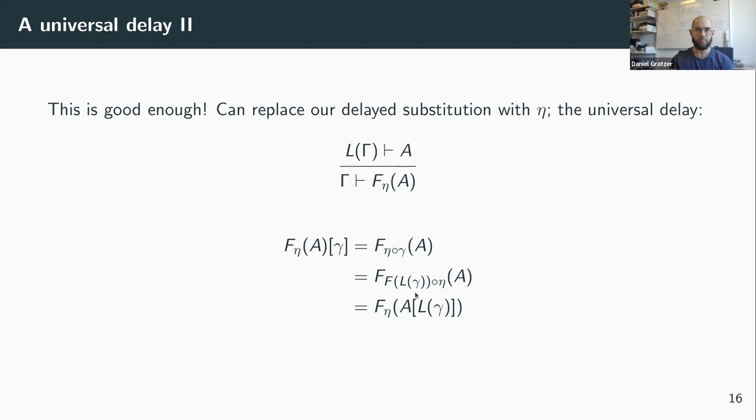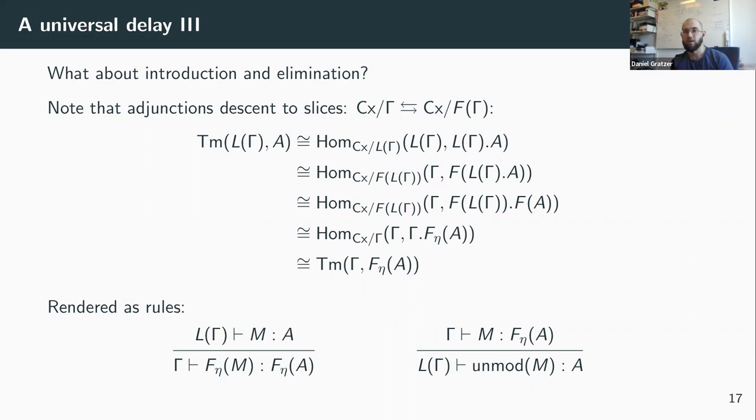And we can play the same game with introduction and elimination. The chasing through the calculations is a little bit more tiresome. I've produced it here. It factors basically through the two observations. One is that adjoints descend to slices, and the other is that we always have a pullback and post-composition adjoint. But the important bit is not really these calculations. The important bit is the rules that we get out of the bottom here. And you'll notice that these are almost transposition-like rules telling us how to introduce and eliminate modalities. Namely that if we want to prove F of A, then we can modify the context with the left adjoint and prove A, and we can undo this operation as an elimination principle.